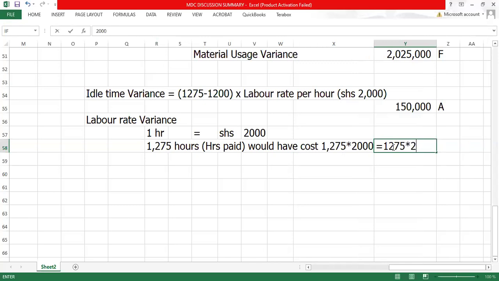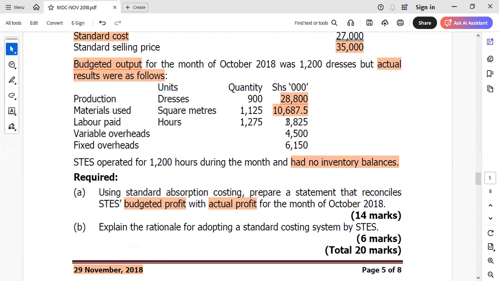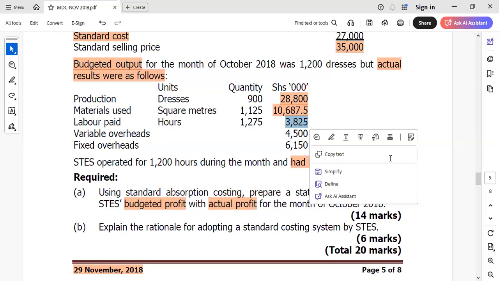1,275 times 2,000. That is in amount. But actually, from our actual results, the company paid what in labor cost? The company paid a labor cost of 3,825.